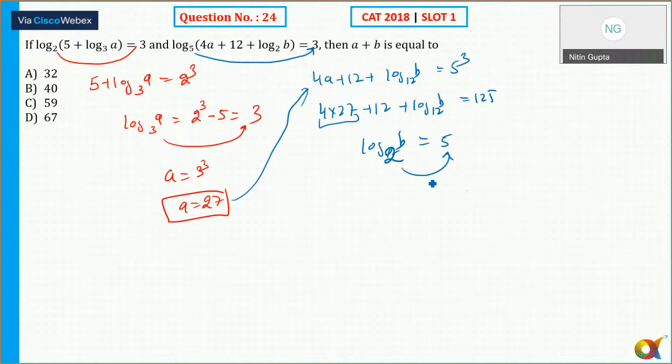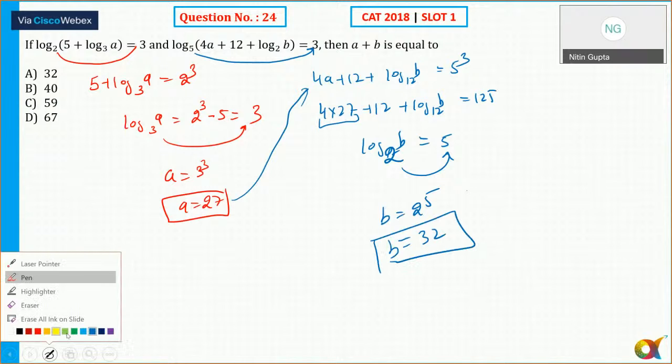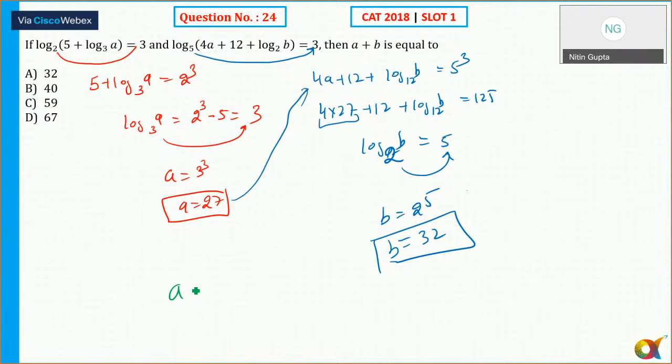So now again take the power. So b is equal to 2 raised to power 5, which is 32. So what should be my final answer? A plus B is equal to 27 plus 32, and that will be equal to 59. So again, a question which was easy, not a difficult one.